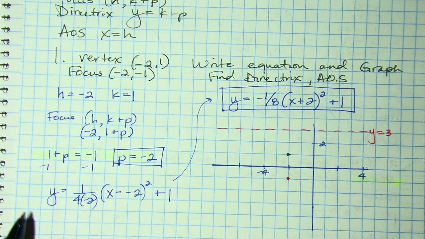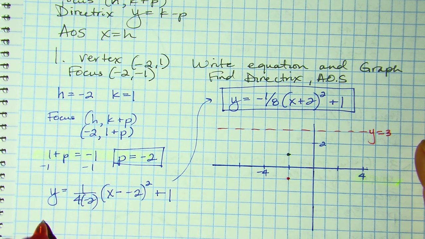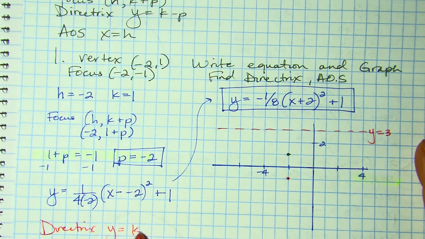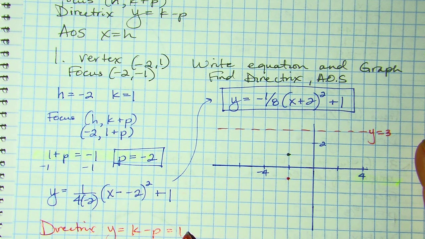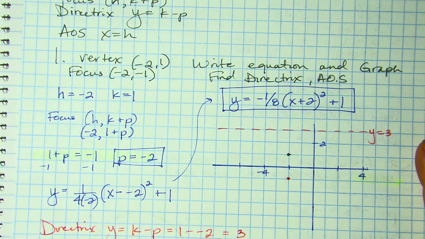They also told us our directrix is y equals k minus p, and we know our k value is 1 and our p is 2, so it's at 3. So y equals 3.